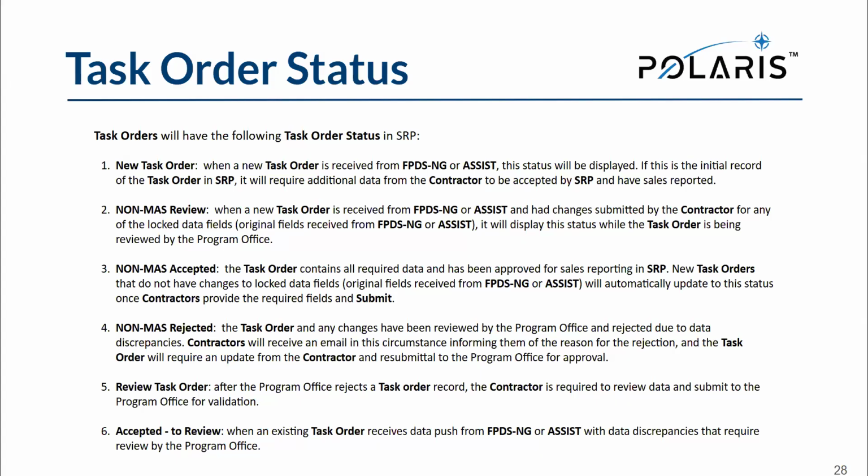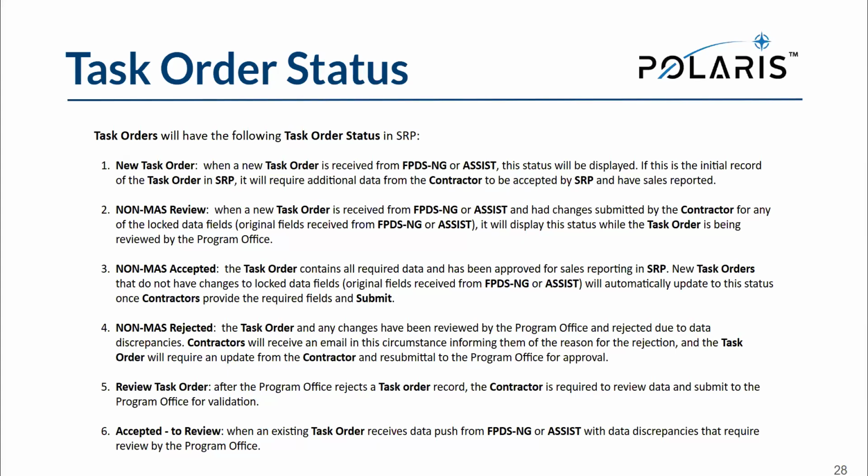When a new task order comes in from FPDS or Assist, contractors are required to make updates as needed and submit to the program office for review. After the submission, this task order status will update to the non-match review status. The non-match review status is displayed when the program office is reviewing changes submitted by the contractor after the automatic data entry from FPDS or Assist. A task order in this status requires no action from the contractor, pending a response from the program team.